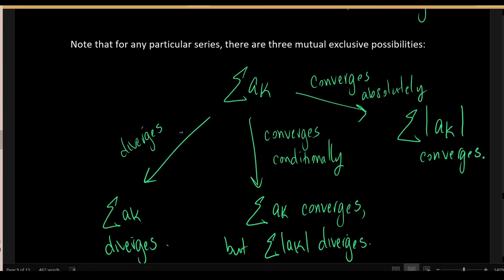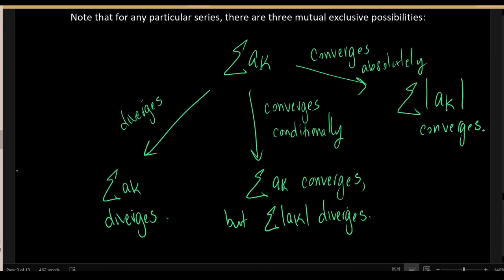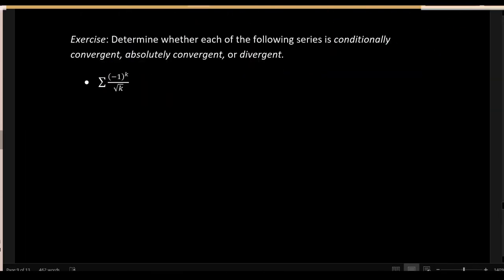So let's practice checking which of these three cases holds for a few example series. So in this problem we have the series -1 to the k divided by square root of k. Now when I'm asked a question like this one, conditional convergence, absolute convergence, or divergence, the first thing that I tend to check is, does the original series converge?